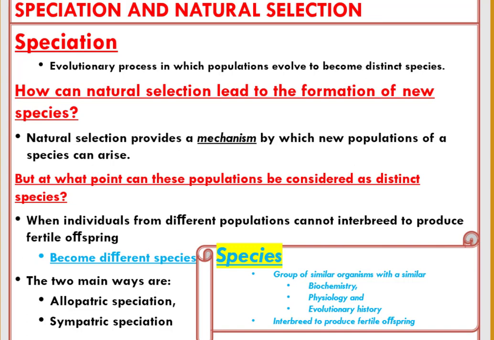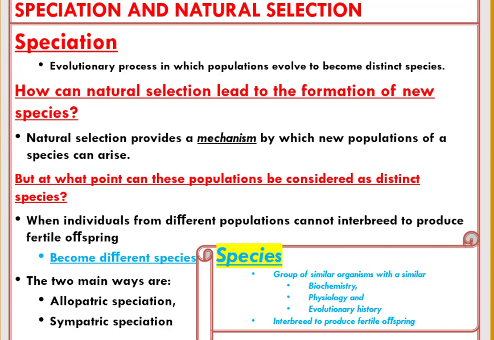For this reason, natural selection provides a mechanism in which new populations of a species can arise and produce distinct species. Through this process of natural selection, favorable traits are transmitted through generations. Natural selection can lead to speciation, where one species gives rise to a new and distinctly different species.